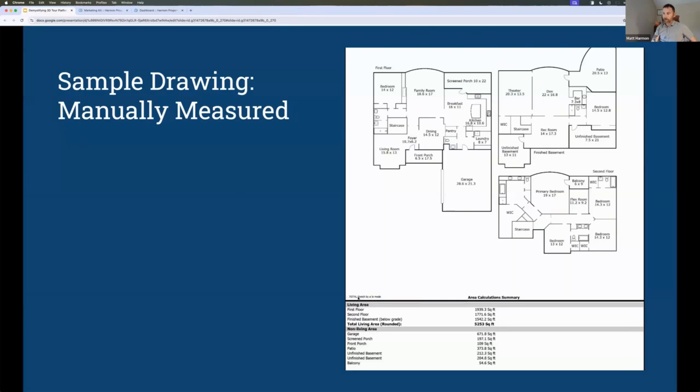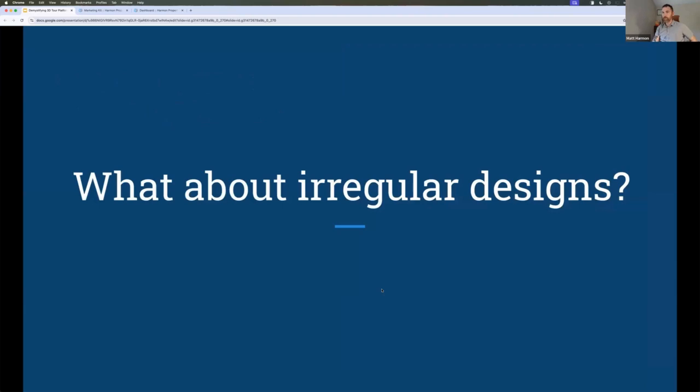This little total sketch by a la mode, you'll see that on a lot of sketches. That is our appraiser software. So this comes right out of appraisal software. And this table that shows every single area and the calculations, to me, it's a giveaway that someone manually measured the space. That's just how the software looks.